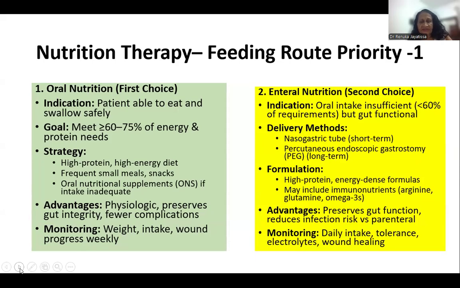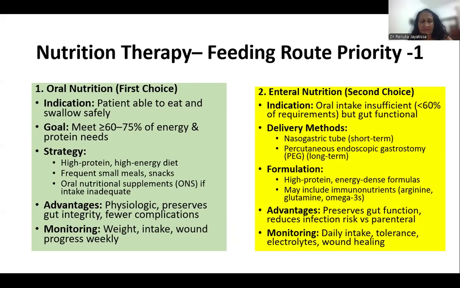So the next one is, how are we going to feed these patients? What are the feeding route priorities? How do we select which feeding route is important for these patients? Now, the first choice is oral nutrition. In oral nutrition, the indication is that patients are able to eat as well as swallow safely. So we can really use oral nutrition, and it is the first choice.